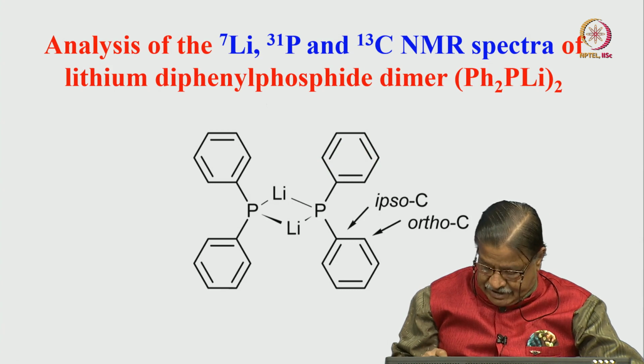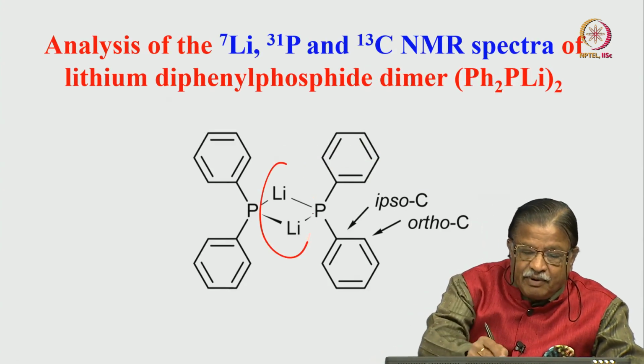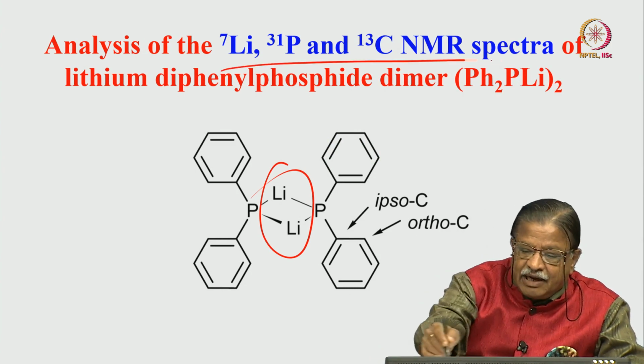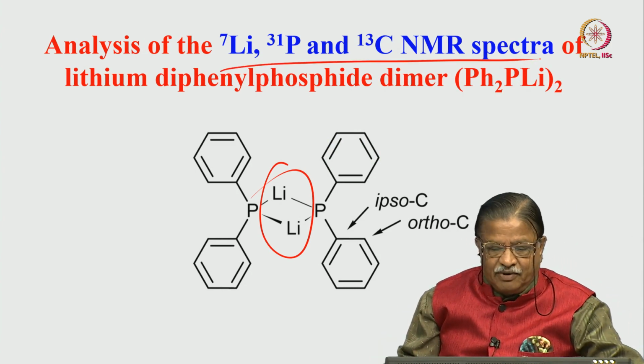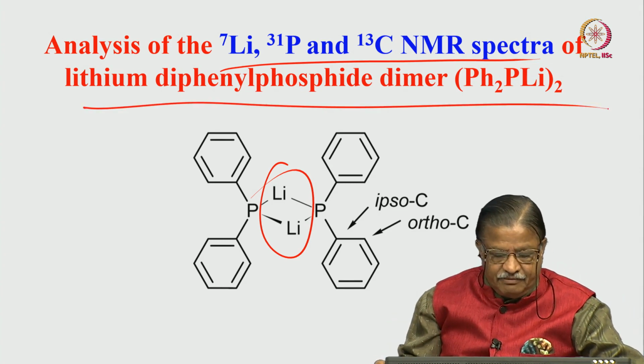Okay, next we will go to the example of a lithium NMR. Consider this molecule. We can see the lithium, 31P and 13C NMR spectra of this molecule. This is a lithium diphenylphosphide dimer.